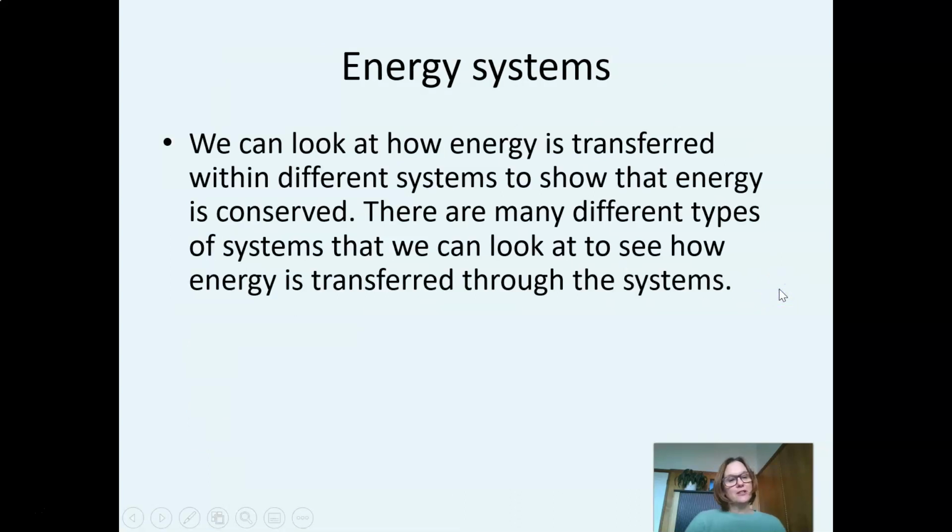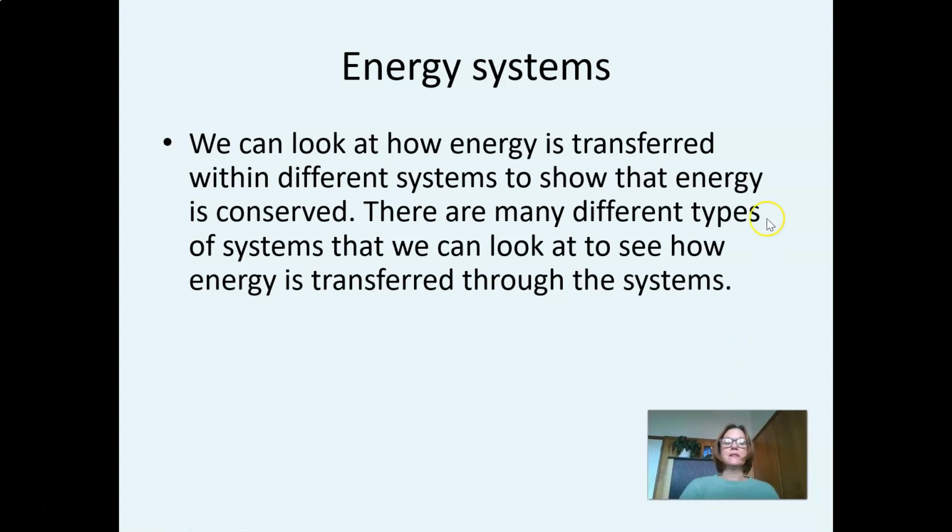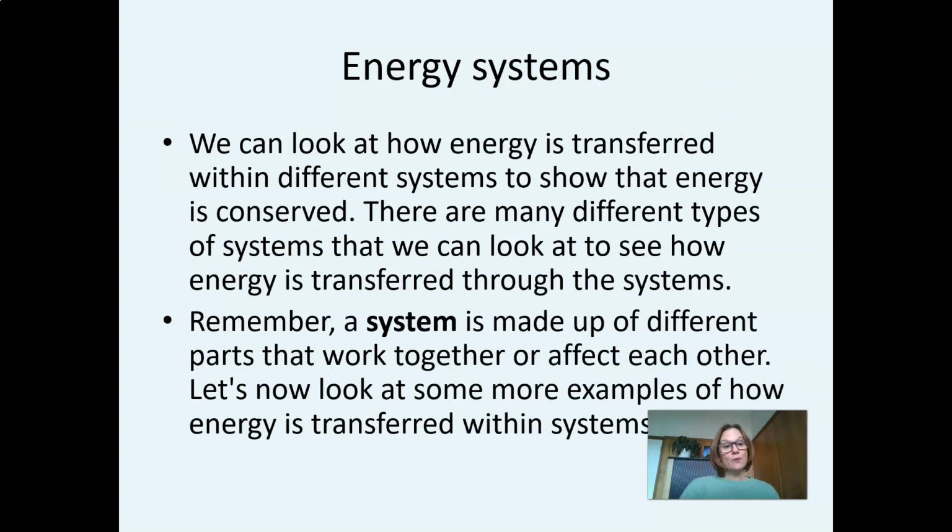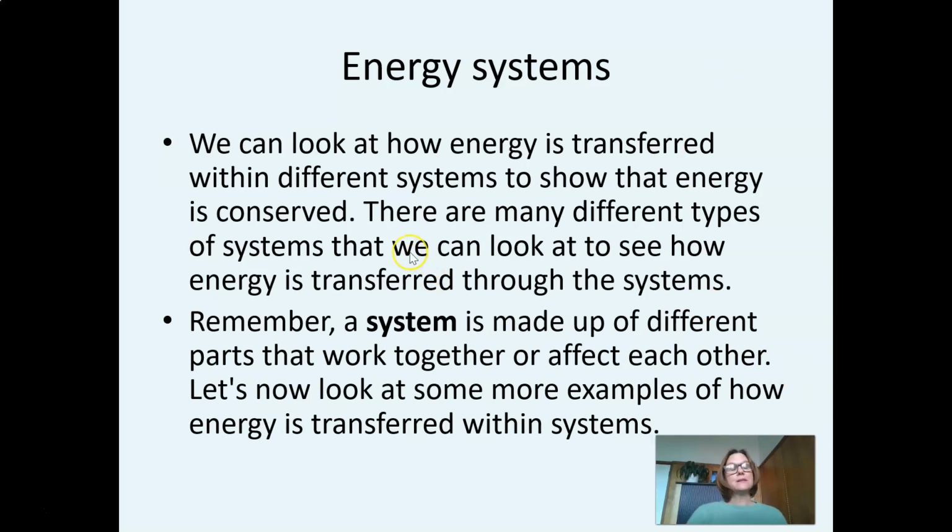So let's look at energy systems now. Energy systems is energy that is transferred within different systems to show that energy is conserved. Okay, there are many different types of systems that we can look at to see how energy is transferred through these systems. So let's start with what a system is. A system is made up of different parts that work together or affect each other. Now let's look at some more examples of how energy is transferred within these systems.